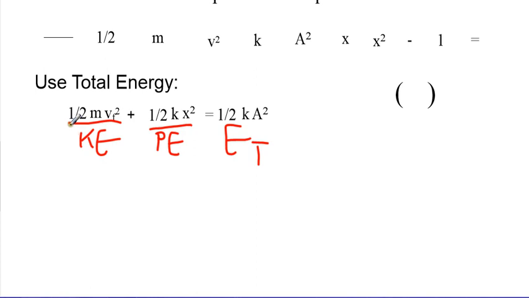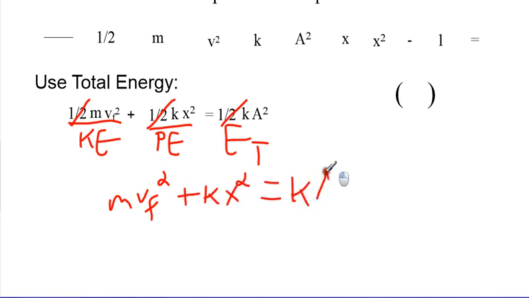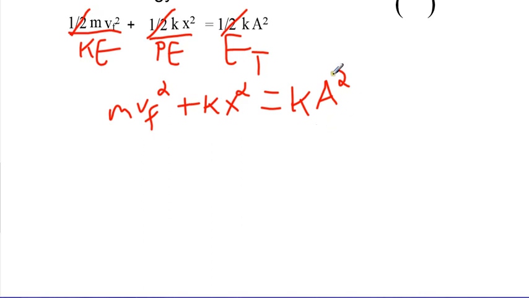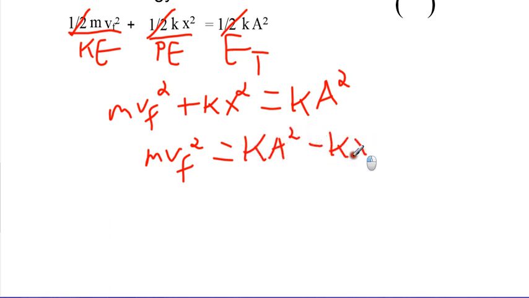All right, so again, get rid of the halves since they all have them. So we have mvf squared, and the vf is going to be the final velocity, or you can think of it as the velocity at whatever position we're talking about. So mvf squared plus kx squared is equal to ka squared. Now in this case, I want to be solving for my vf or vf squared, however you want to do this. And so I'm going to start moving things around algebraically to do that. And so I'm going to move my kx squared over first. So I have mvf squared is equal to ka squared minus kx squared.